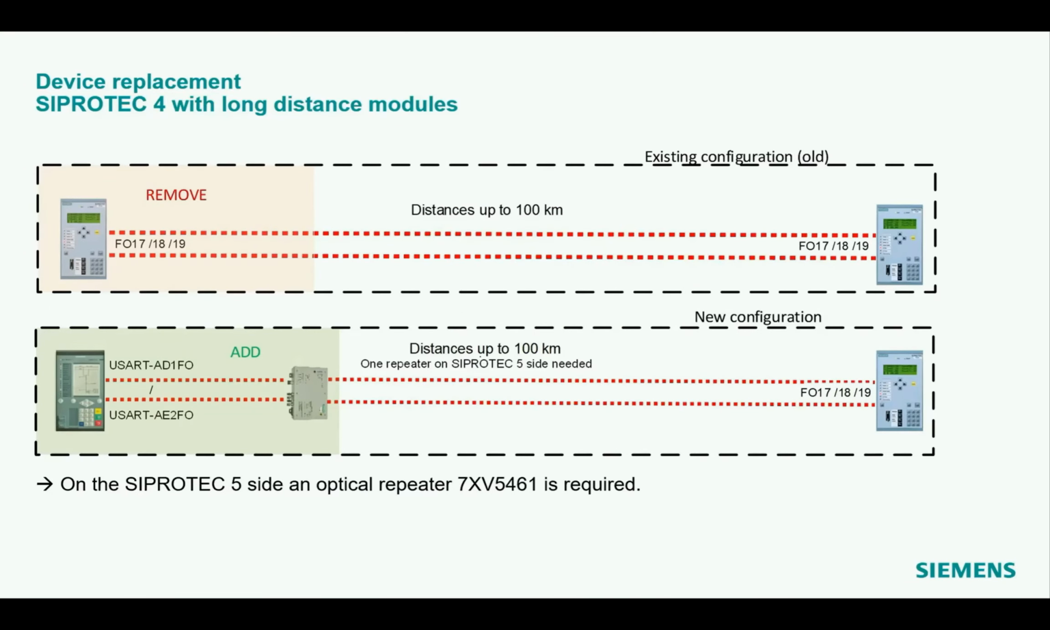If you want to replace one of the 2 SIPROTEC 4 devices with a SIPROTEC 5 device, you need 1 repeater on the SIPROTEC 5 side. The required modules in the SIPROTEC 5 device are USART81 or AE2 FO. The reason this additional repeater is needed is that the long-distance modules of the 2 device families are not compatible.